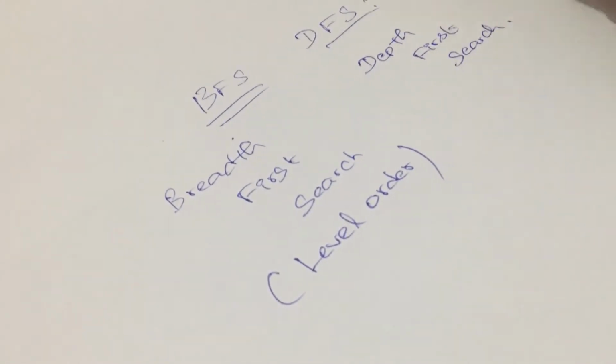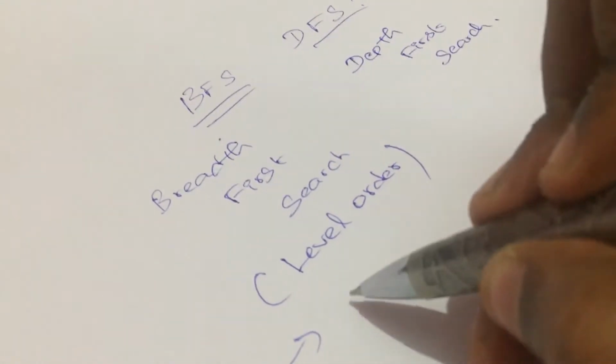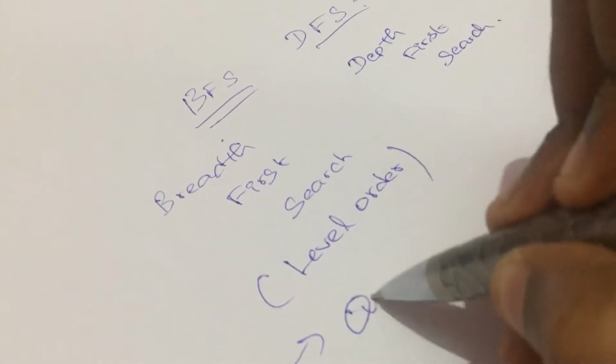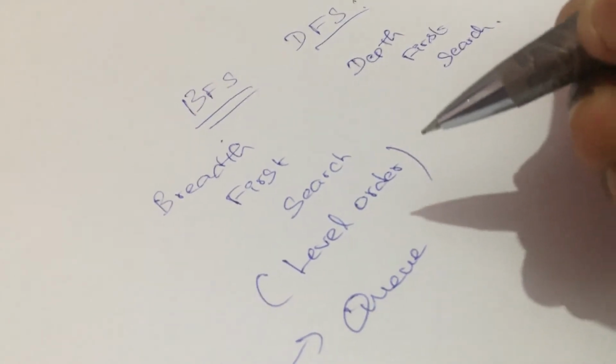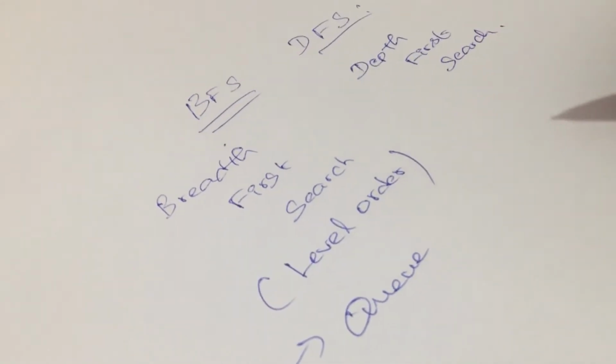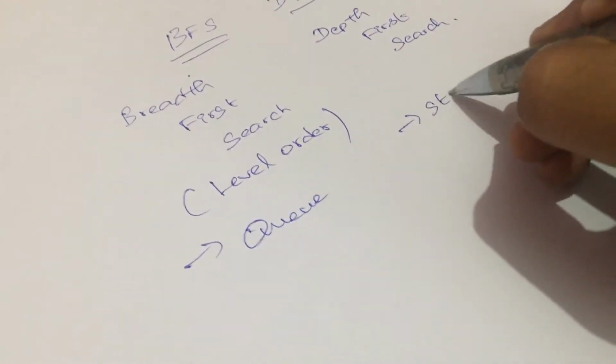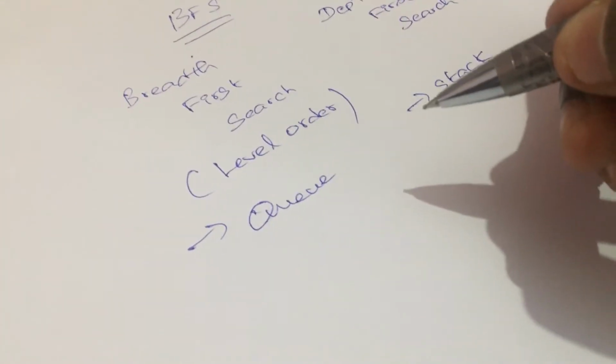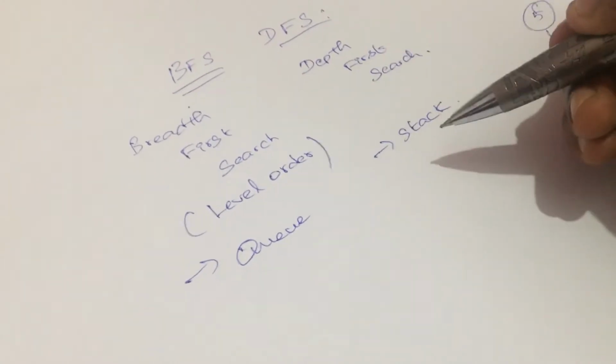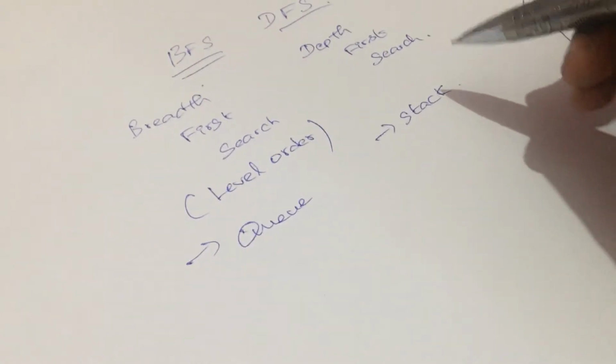But for DFS we don't have any other names to be considered, right? So next, in BFS we'll follow a queue format for storing and retrieving all the data, but when it comes to DFS we'll be following a stack, right? So for BFS we are going to follow the queue procedure, and for DFS we are going to follow the stack procedure, right?